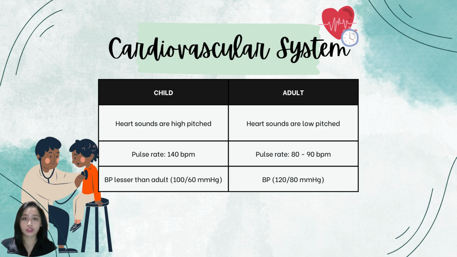For the cardiovascular system, in a child the heart sounds are high pitched, in an adult the heart sounds are low pitched. The pulse rate for a child is about 140 beats per minute, while in an adult the pulse rate is about 80 to 90 beats per minute, and the blood pressure is lower in a child than an adult, which is 100 over 60 millimeters of mercury, whereas in an adult, it's 120 over 80 millimeters of mercury.